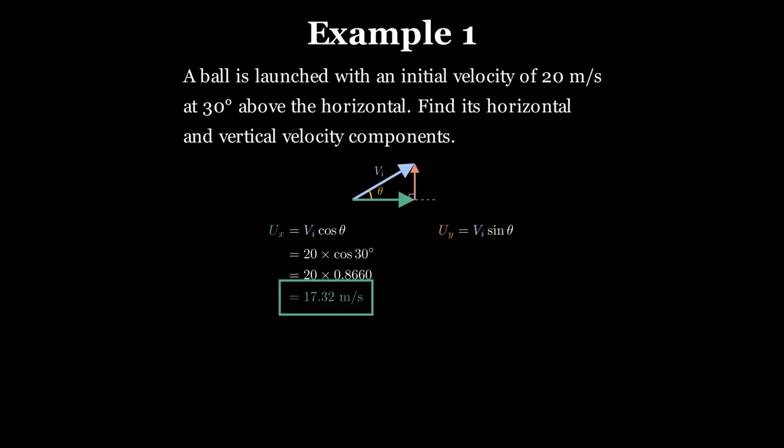The vertical component, Uy equals Vi sine theta. Substitute in, 20 times sine 30 degrees. Sine 30 degrees is 0.5000. 20 times 0.5000 gives Uy equals 10.00 meters per second.